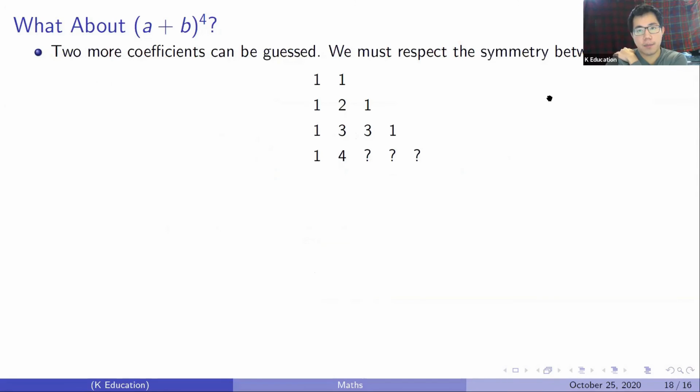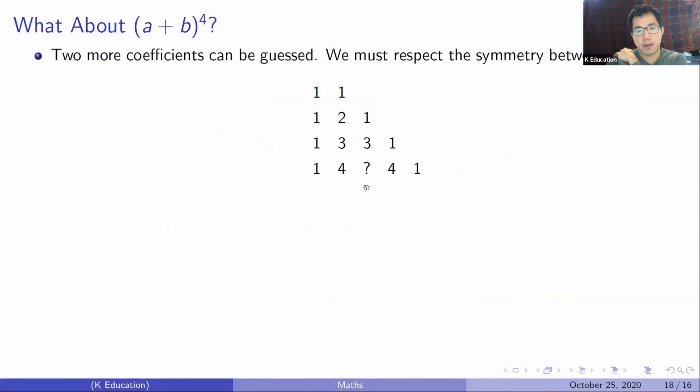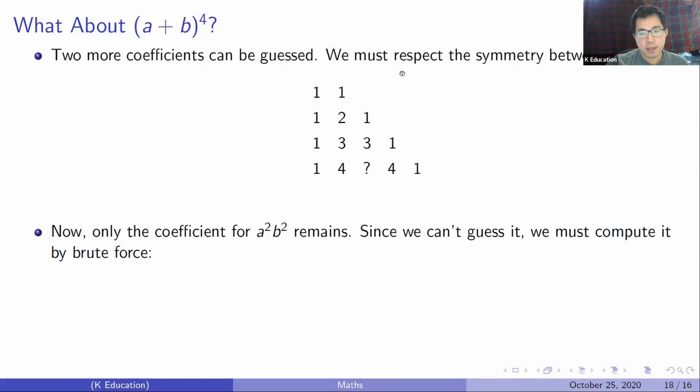Okay. Now we can guess 2 more again because it must be symmetric, right? Like I said. So it's 1, 2, 1, 1, 3, 3, 1, 1, 4, 4, 1. Okay. So the question is, what's in the middle? So that's the coefficient for a squared, b squared. Remember how it goes, right?